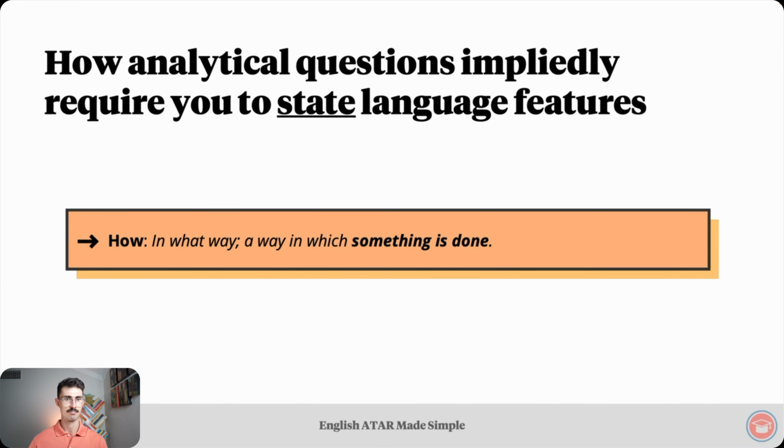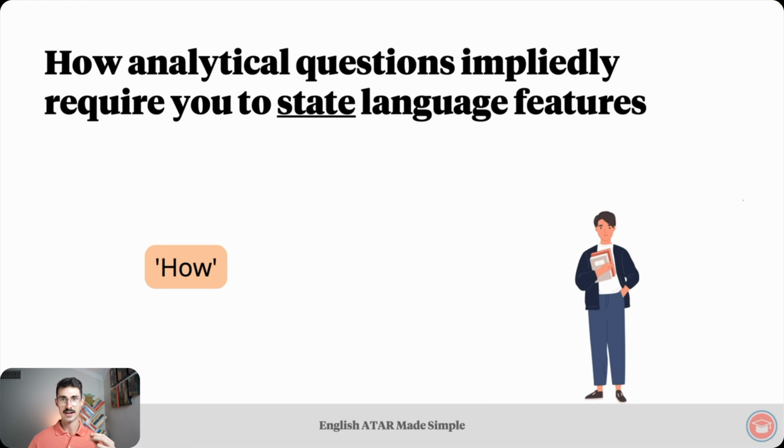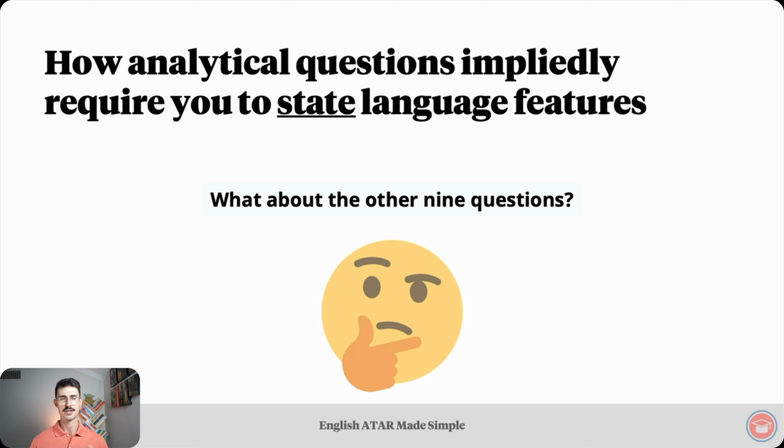This is a definition of how. It means in what way or a way in which something is done. With this in mind, something is done in a text through language features. What I'm trying to get across here is that whenever you see the word how in an analytical question, alarm bells should be ringing in your head saying, talk about language features. Out of the 54 analytical questions from 2016 to 2021 WACE exams, 4 directly use the term language features and 41 use the word how. What about the other 9 questions? Let's take a quick look at each one.